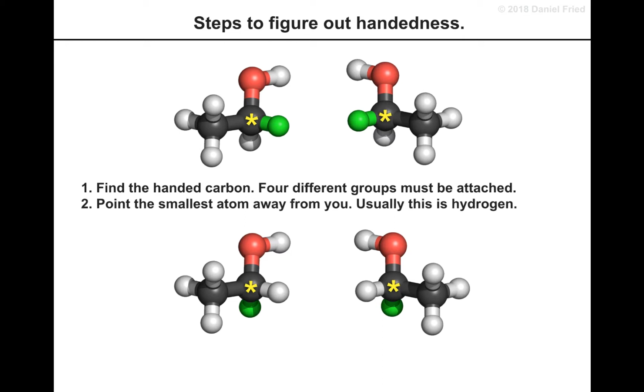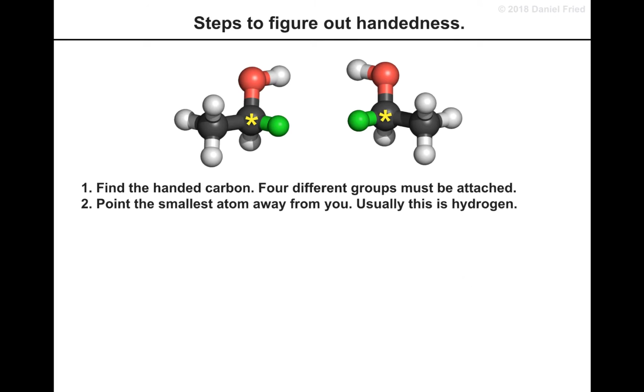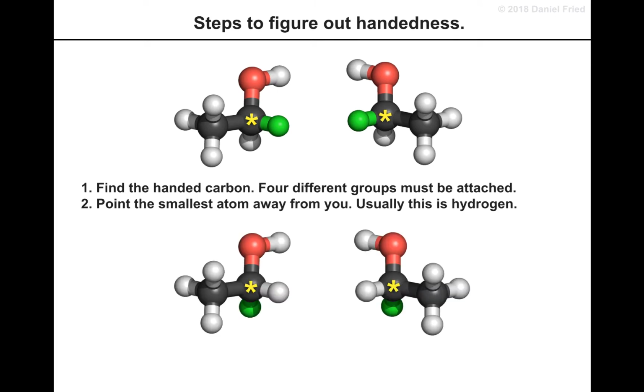All right, step 2. This is going to sound a little bit weird, but I want you to go through it. Point the smallest atom, which means the lightest atom, away from you. I've already done that for some of these molecules, but to really do this, you want to point the smallest atom away from you, and that's usually going to be the hydrogens. So we're going to get rid of those bottom ones because that's not going to help us. Those molecules are drawn in a way that it's not going to help us figure out the chirality in this easy way that most people do it.